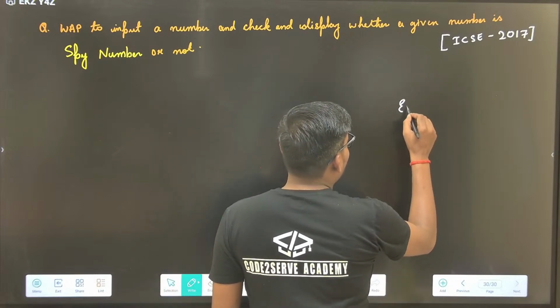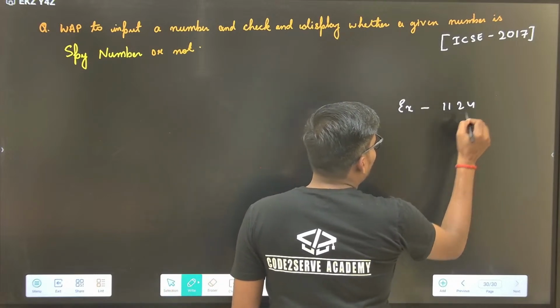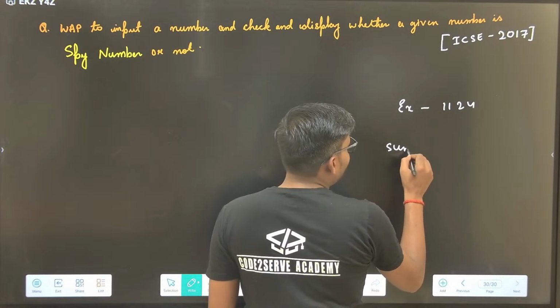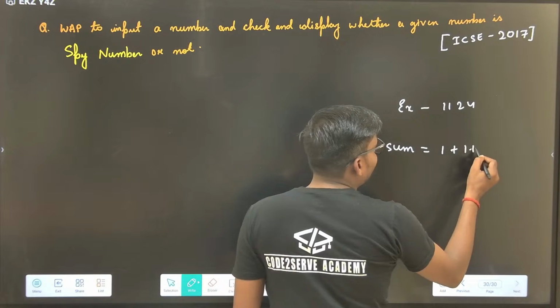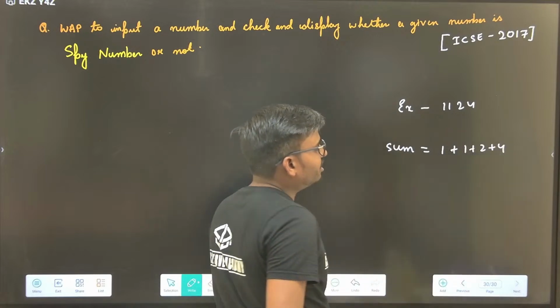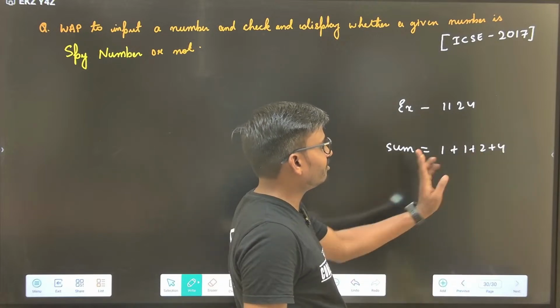Suppose, for example, 1124. First you will find the sum of all the digits. So here 1 plus 1 plus 2 plus 4. That means 4 plus 2 is 6, plus 1 is 7, and plus 1 is 8.